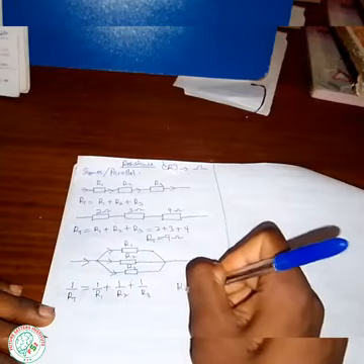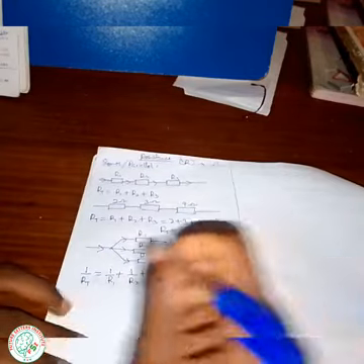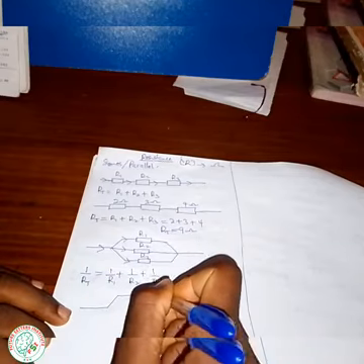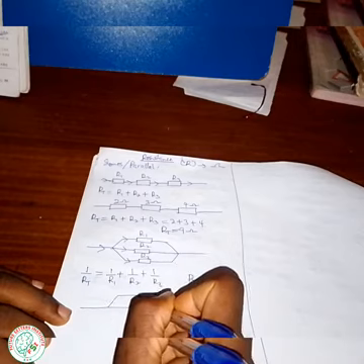But note that we are looking for R total. We're not looking for 1 over R total, but rather we're looking for R total. So let's have this example. Let's say we are told to find the equivalent resistance in this parallel arrangement.